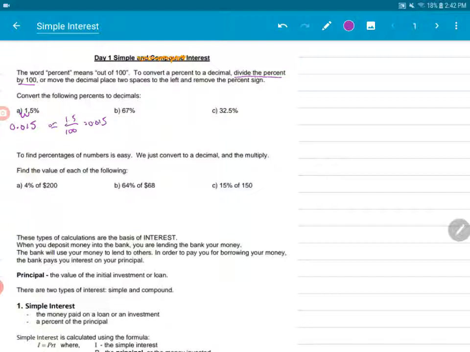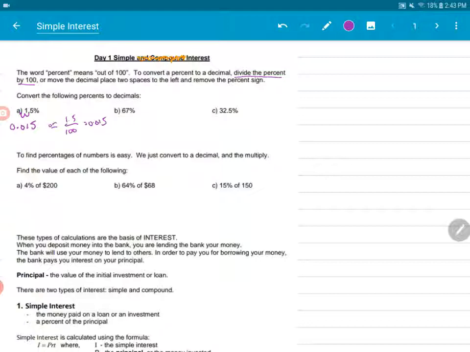The second question talks about finding percentages of numbers. So I want to know what 4% of $200 is. That usually comes in handy if, let's say, you have a discount on something at a store, you get 20% off. How much money off is that really?